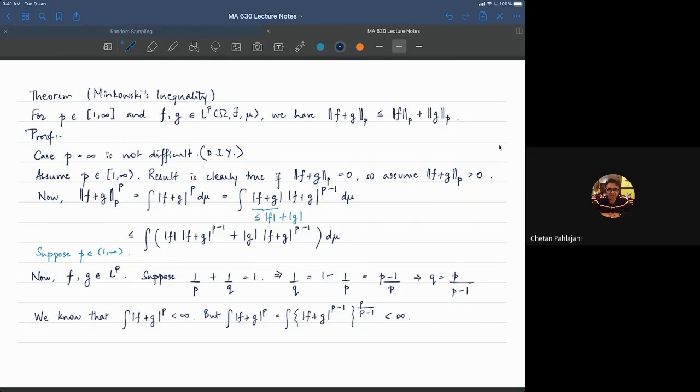So what is this saying? It is saying that this function on the inside here belongs to LQ. Because when you take its qth power, remember that q is p over p minus 1. We have checked that. This inside function, when we take its qth power and integrate, we get something finite. That means this inside function is in fact in LQ. Thus, the absolute value of f plus g to the p minus 1 is in LQ.